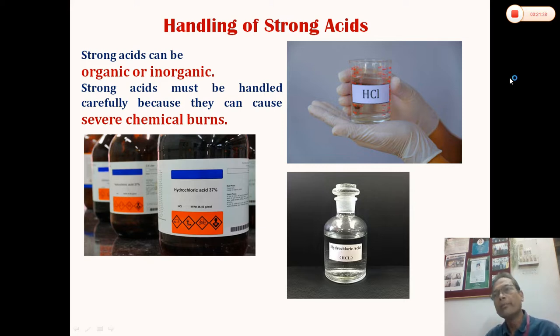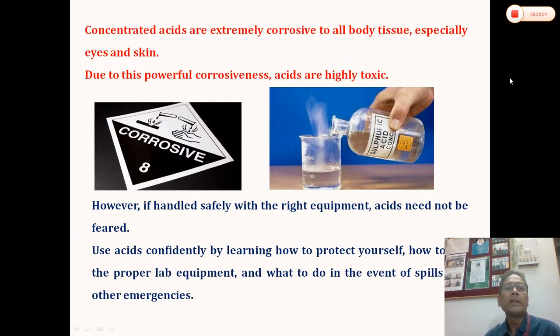Then, because of this corrosive property, how can we handle these acids in the laboratory? Strong acids may or may not be organic. They must be handled carefully because they can cause several chemical burns or damage. Here I am showing this hydrochloric acid. Concentrated acids are extremely corrosive to all body tissues, especially eyes and skin. While working in the laboratory, we have to protect our eyes and skin because of this corrosive nature of acid.